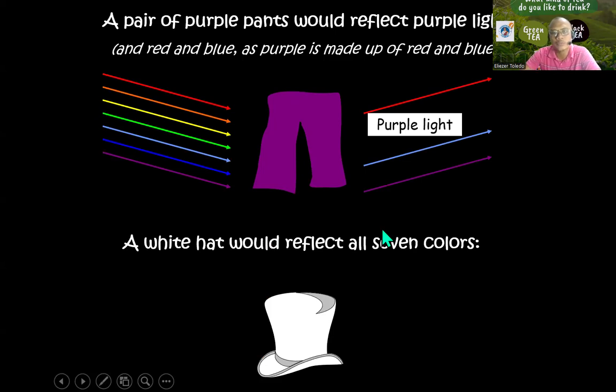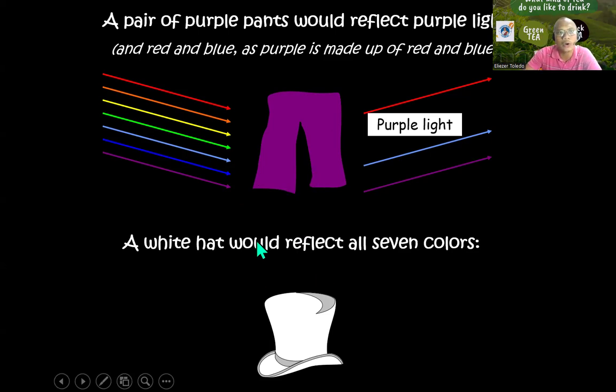Now a white hat would be different. Disregard the other light over here. We'll keep it as violet, not purple, because purple is a range of this one. Red, orange, yellow, green, blue, indigo are absorbed and it reflects only violet. We'll keep it like that, just to give one color.